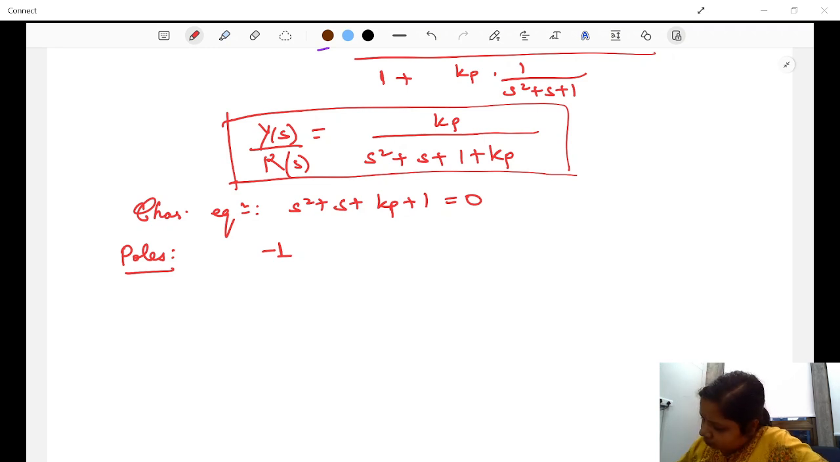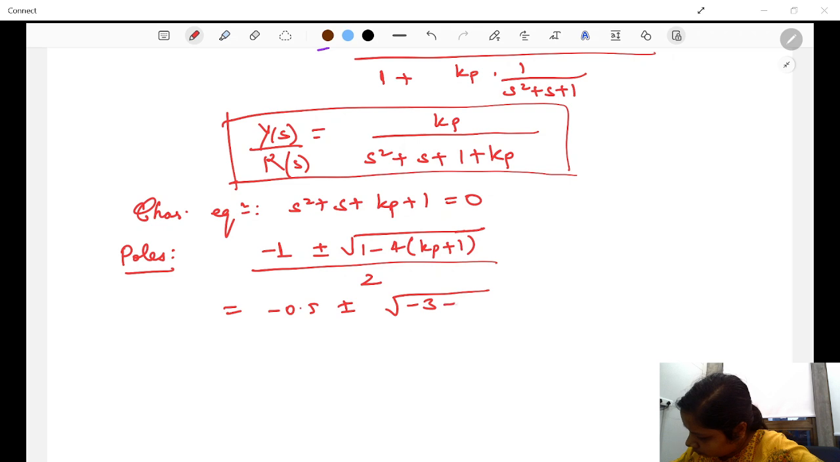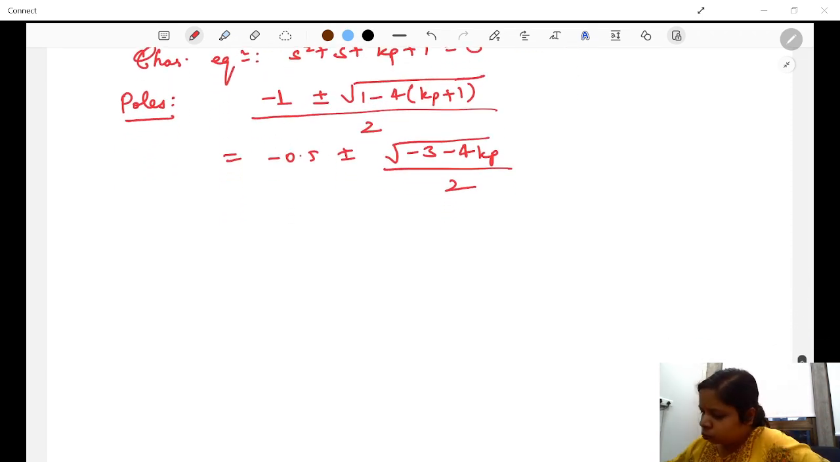Okay, so if we try to find out, what we'll get is minus 1 plus minus square root of 1 minus 4 into (1 plus Kp), or I'll write Kp plus 1 for now, upon 2. So it would be minus 0.5 plus minus square root of (minus 3 minus 4Kp) by 2. Okay, so these are the poles of the system.